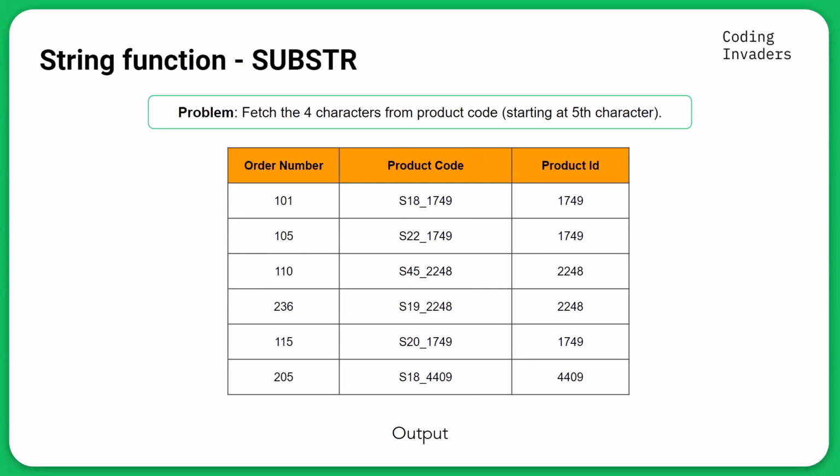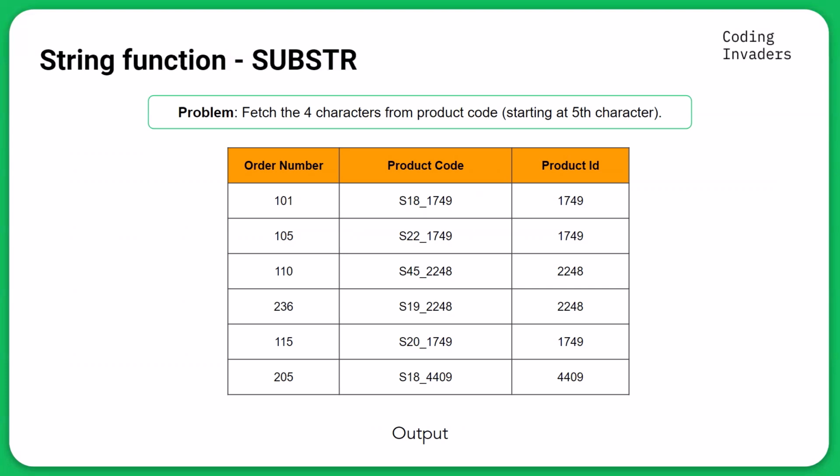So the output will be our product ID column, which has 4 characters starting from the 5th. Let us take the first row again, where S is the first character, 1 the second, the number 8 is the 3rd character, underscore is the 4th character, and 1 is the 5th character. Hence, we have the output as 1749, that is 4 characters starting from the 5th character.